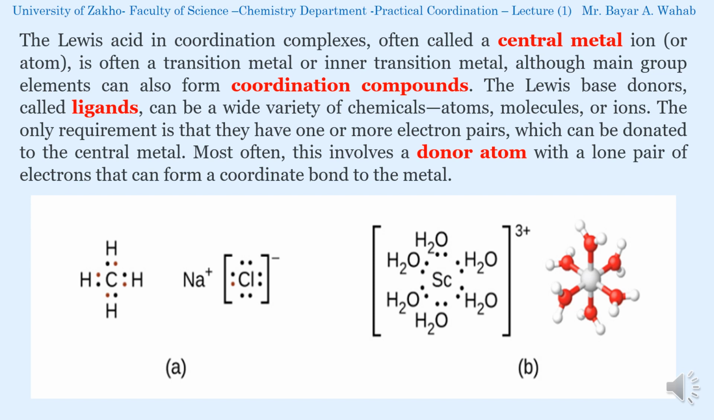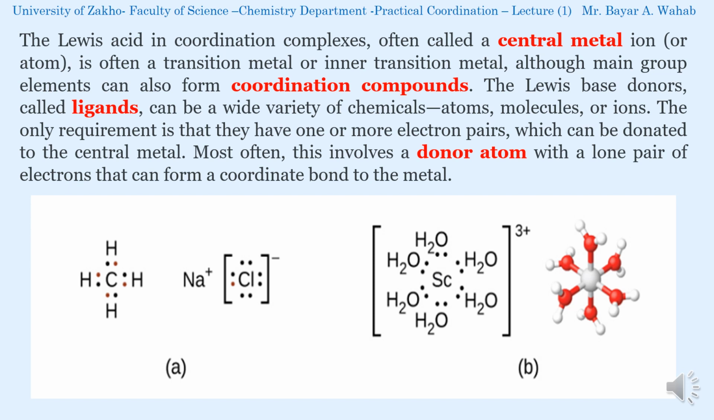In the first example, we have a covalent bond because each atom shares one electron, one from carbon and one from hydrogen. The second example is an ionic bond, because sodium loses one electron and chlorine accepts one electron. As a result, the ionic bond forms.